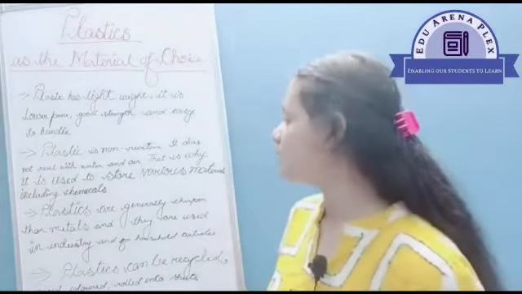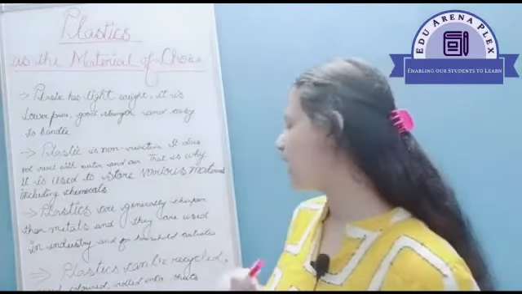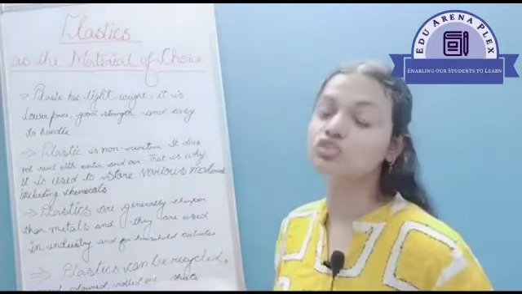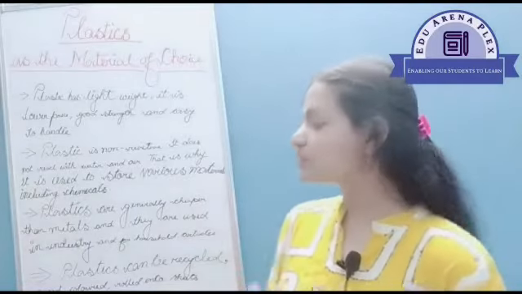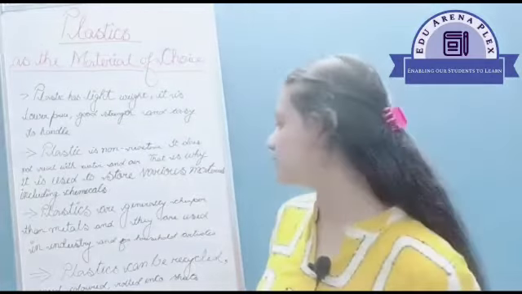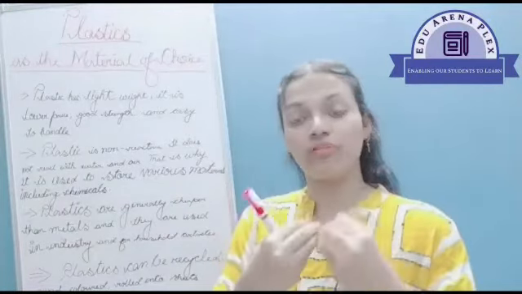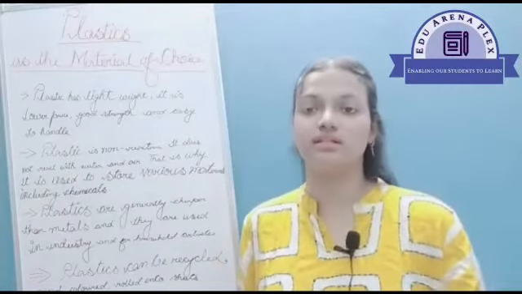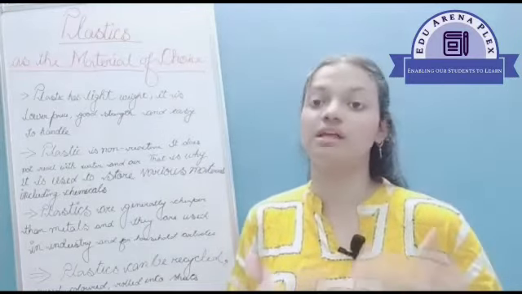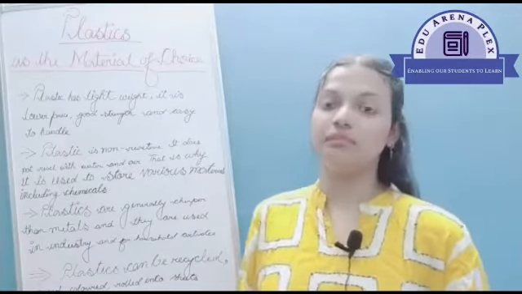Now, plastics are generally cheaper than metals, and they are used in industry and for household articles. That is why they are used in industries, and also for household articles. If you look around your house, you will find so many plastic containers, plastic bottles, plastic chairs, plastic tables. So many things are made up of plastic.